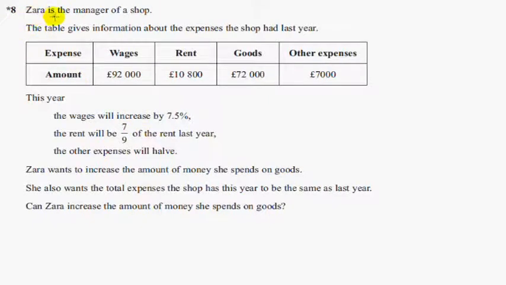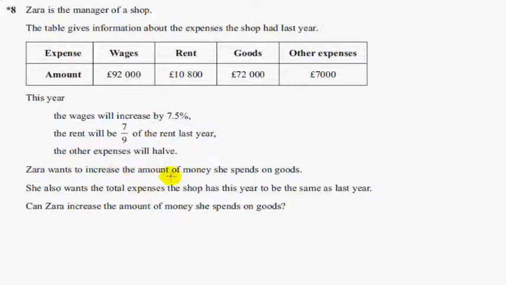Question 8. Zara is the manager of a shop. The table gives information about the expenses the shop had last year. This year, the wages will increase by 7.5%. The rent will be 7/9 of the rent last year. The other expenses will halve.